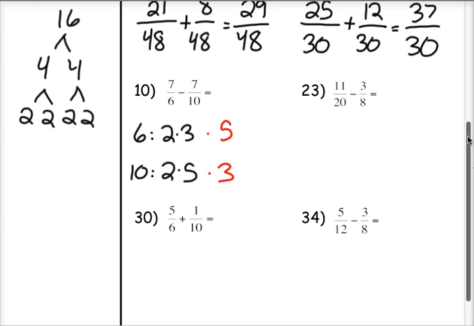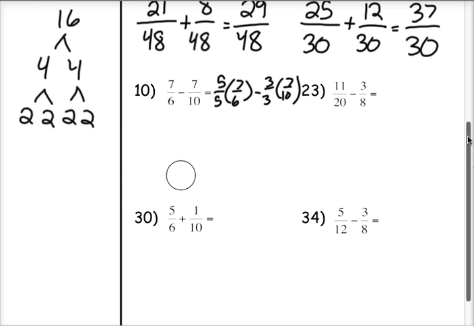So to get these to have a common denominator, I'm now going to multiply by those. So I'm going to take the 7/6, and we said it was missing a 5. So I'm going to take it and I'm going to multiply it by 5/5. We said the 10 was missing a 3. So I'm going to take it and I'm going to multiply that by 3/3. So now that I've done those alterations, now I should have something with the same denominator.